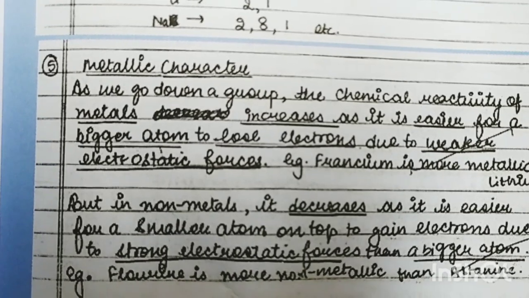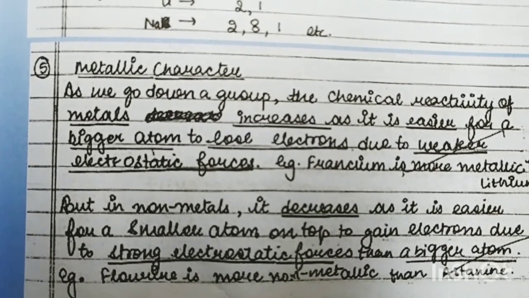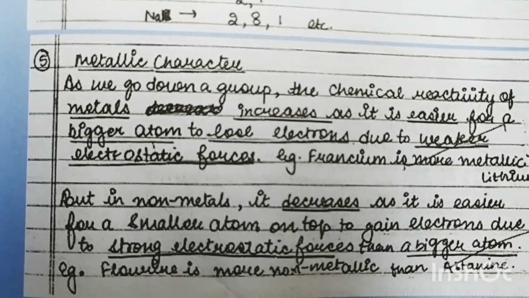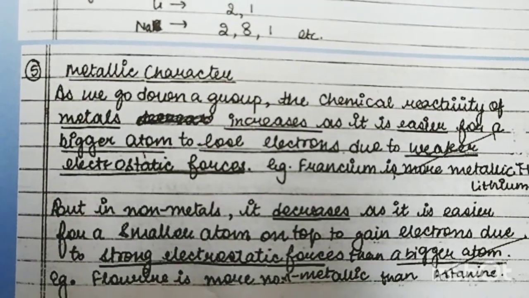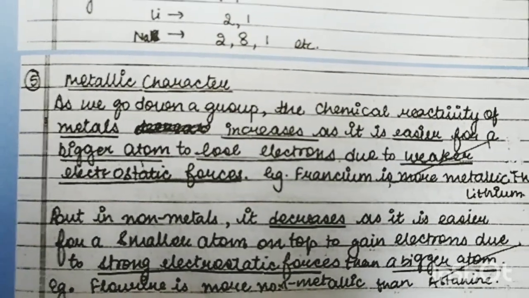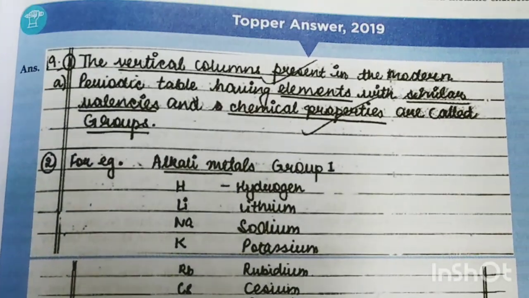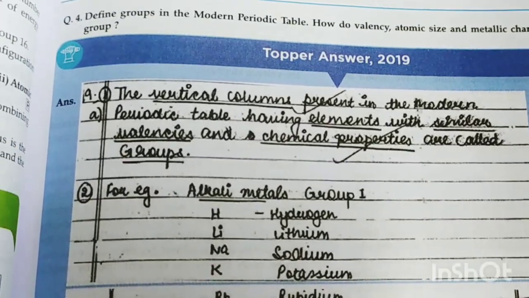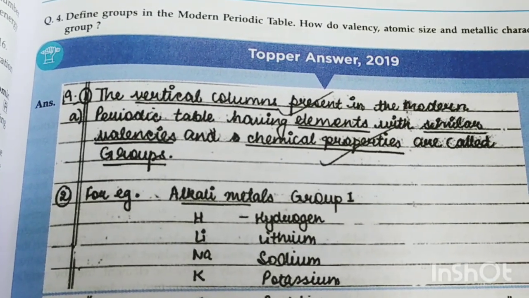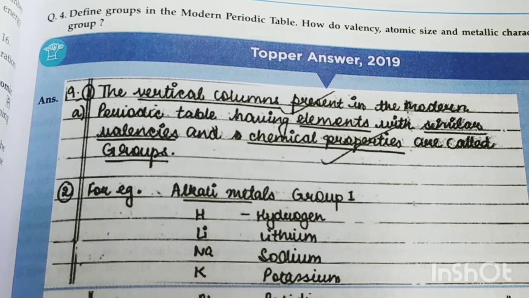Now but in non-metals, it decreases as it is easier for a smaller atom on top to gain electrons due to strong electrostatic forces than a bigger atom. So the topper has also marked important terms and words. You can also mark like that. So this was the answer of the question.